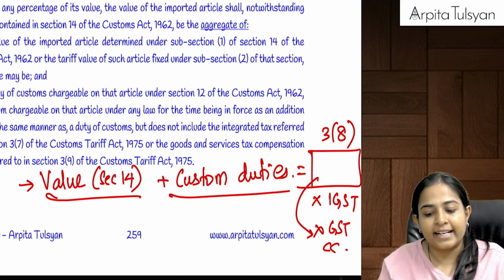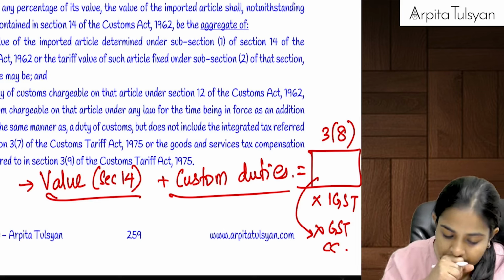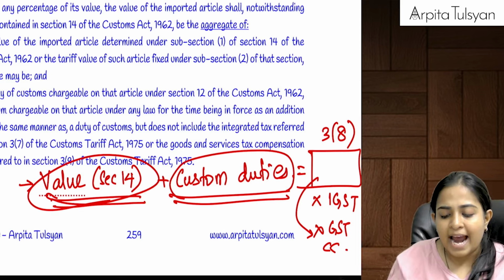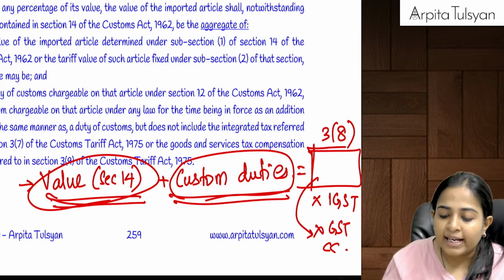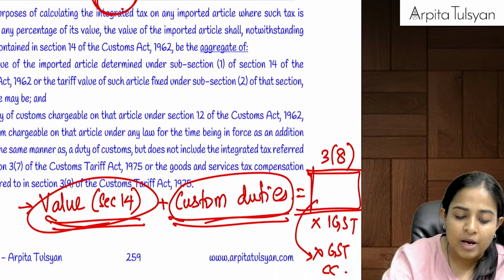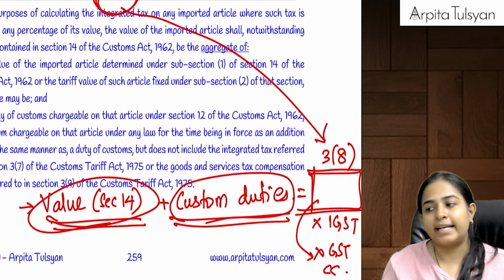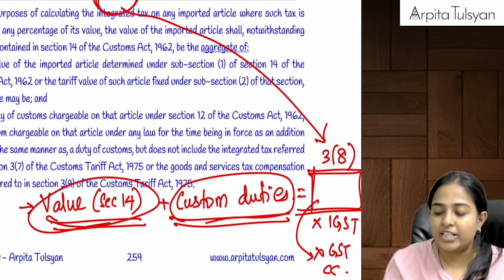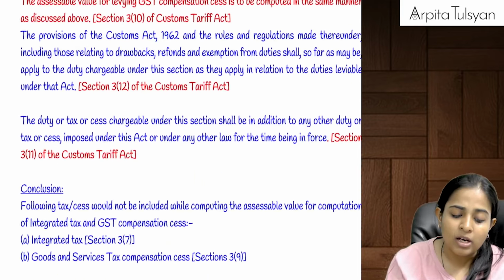Are you understanding this? Yes. Okay, so this is how the calculation is done. First take the value plus add all the customs duty, you will get the assessable value as per section number 3.8. On that value IGST is also levied and on the same value GST compensation cess is also levied.